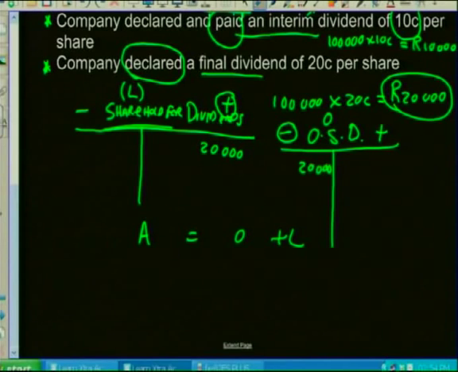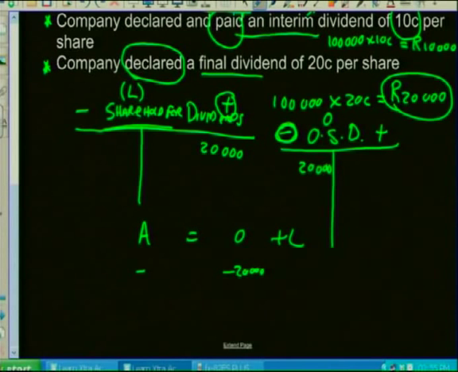Let's now again look at the effect it has on the accounting equation. Assets, we've got no assets. Okay, we've got a liability, we've got owner's equity. So there's no effect on assets. Let's now look at owner's equity. Ordinary share dividends, expense, expenses decrease profits. So owner's equity is decreasing by 20,000.